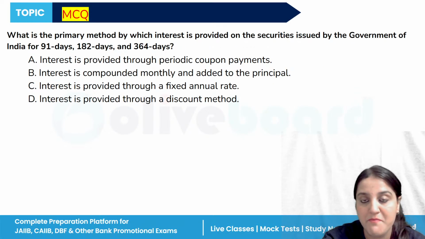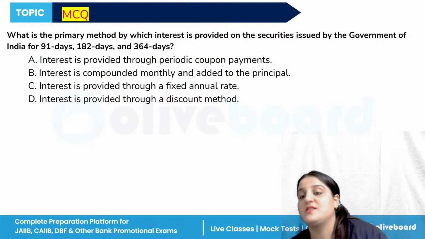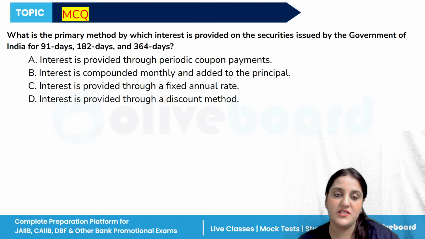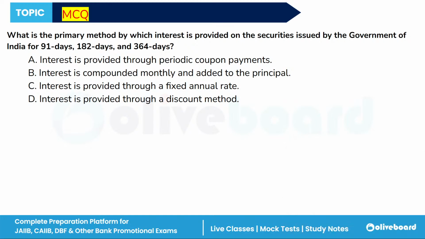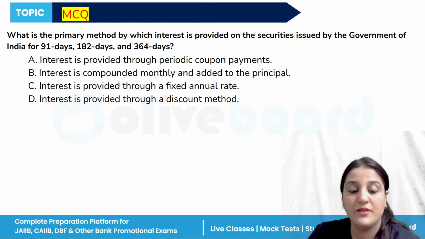What is the primary method by which interest is provided on the securities issued by the Government of India for 91 days, 182 days and 364 days? Just try to give the answer.